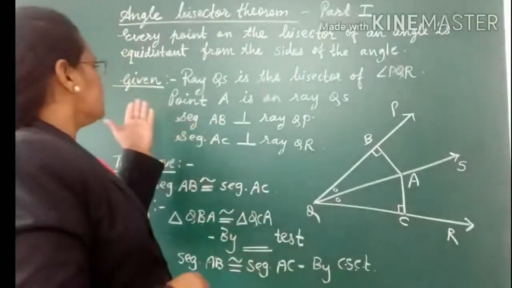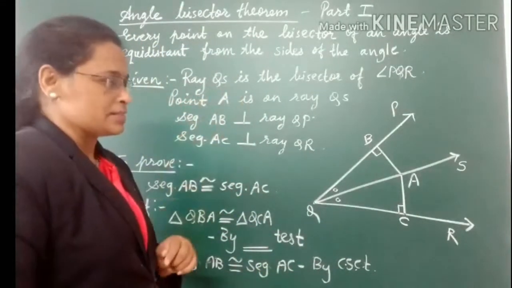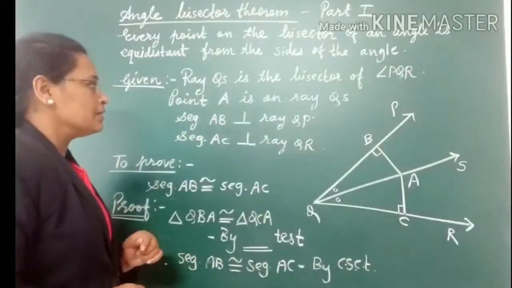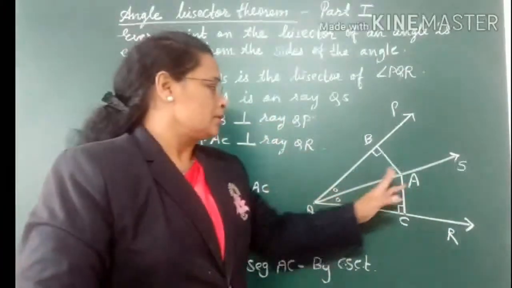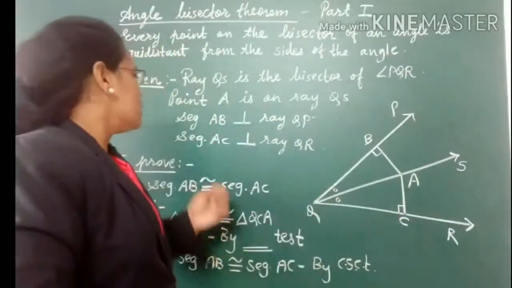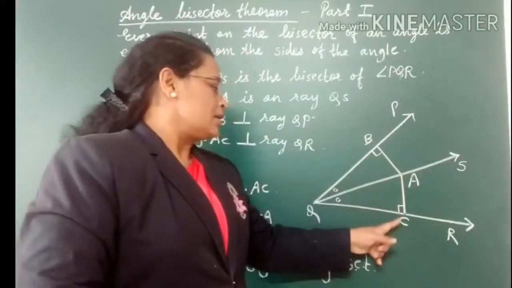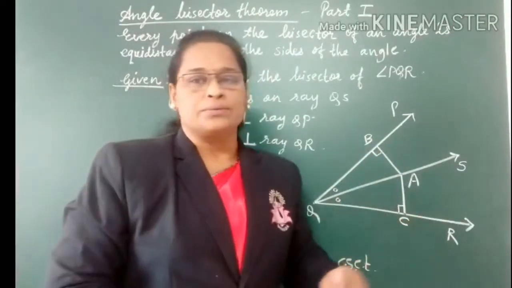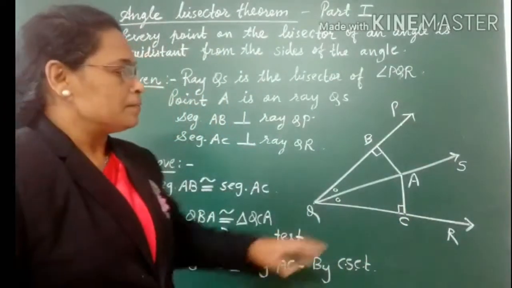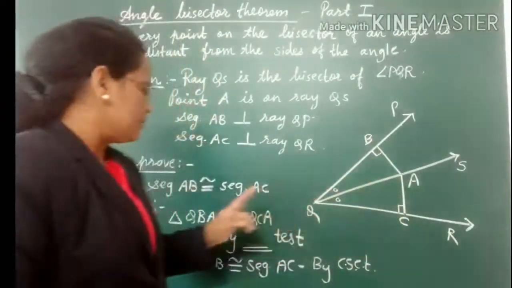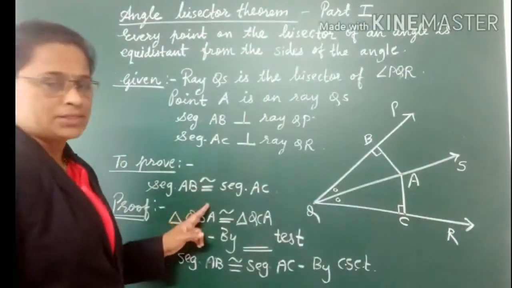As per the given, here it is written that QS is the bisector of angle PQR, that we have to write. Point A is on the angle bisector of Q. And here AB is perpendicular to ray QP, and AC is perpendicular to ray QR. What is to prove? That segment AB is congruent to segment AC. As per that we have to write here.